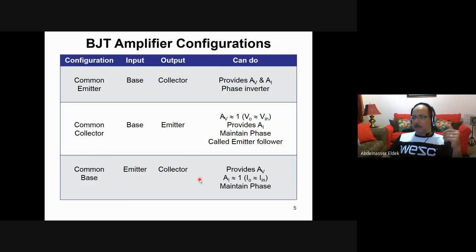This one is a different one also. It provides voltage amplification, but it doesn't provide current amplification, and also maintains the phase. We will talk about this too in this chapter.